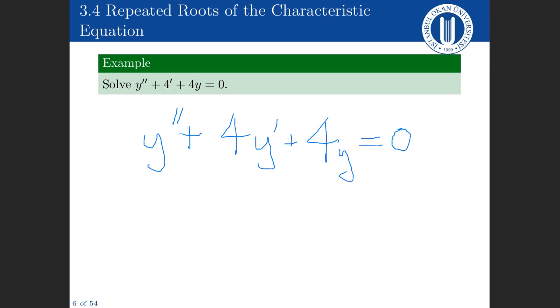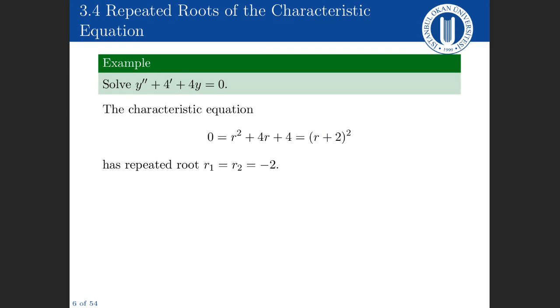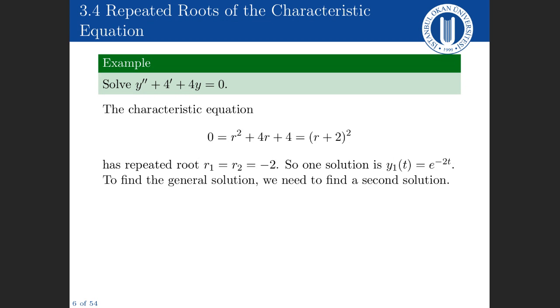First thing to do is to write down the characteristic equation. The characteristic equation is r² + 4r + 4 = 0. And because this equation has easy numbers, it's easy to factorize: (r + 2)². So we can see that we have repeated root -2. So straight away we can say one solution is e^(-2t). We need to find a second, linearly independent solution.